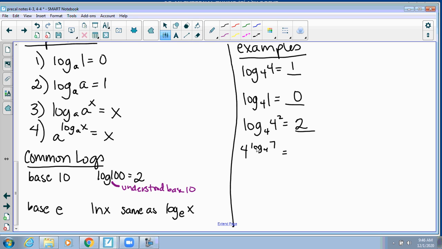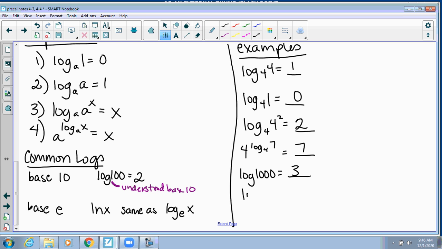Again, 4 raised to the log base 4 of 7. When these two are the same, they cancel each other out in a way, and our answer is just going to be 7. Log of 1,000. Remember, if there's not a base written, it's understood to be 10. So 10 to what power is 1,000? Well, remember with tens, you can just count the zeros. So 10 to the 3rd power gives us 1,000.